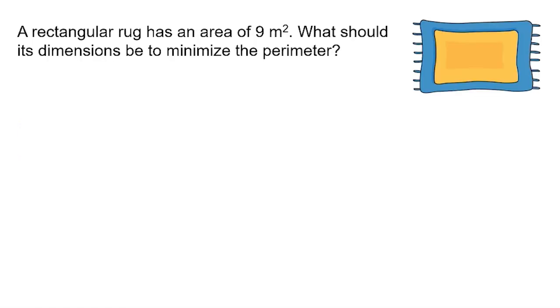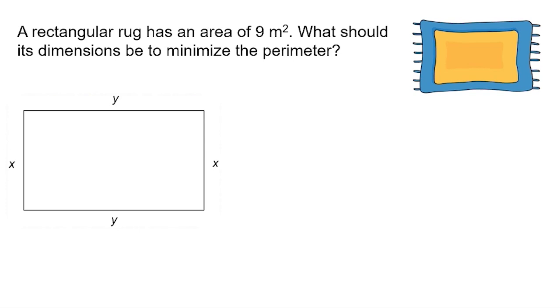The first one is a rectangular rug which has an area of 9 meters squared. What should its dimensions be to minimize the perimeter? Perhaps you want to pause the video and try this yourself. Here's a picture. Our perimeter is 2(x + y). The problem there is that we've got 2 variables. However, we know that x times y is 9 because the area is 9. So we know that y is 9 over x.